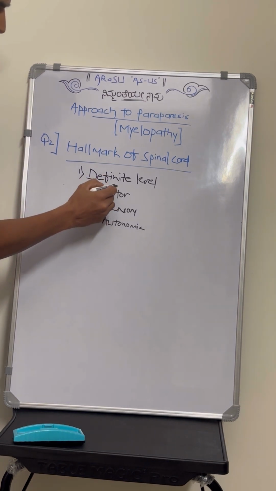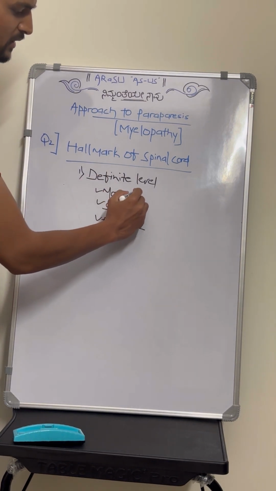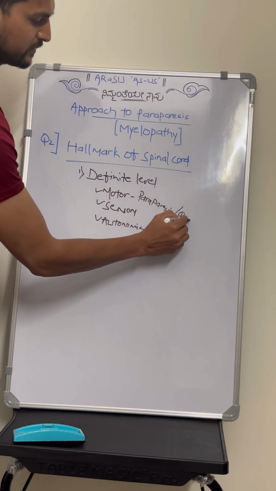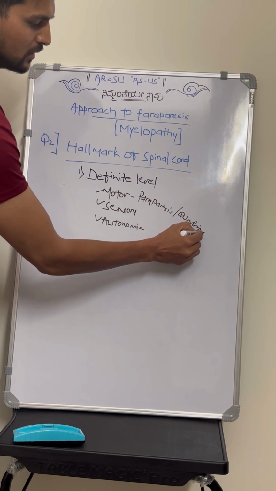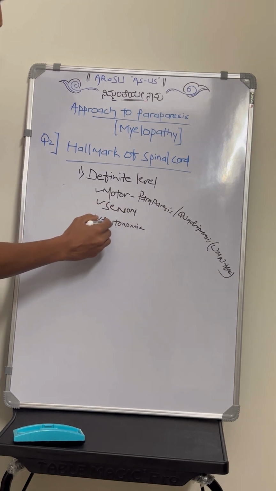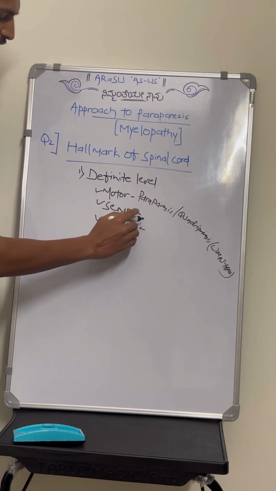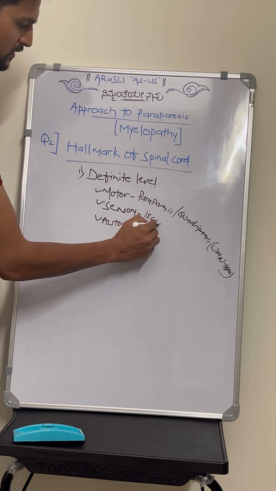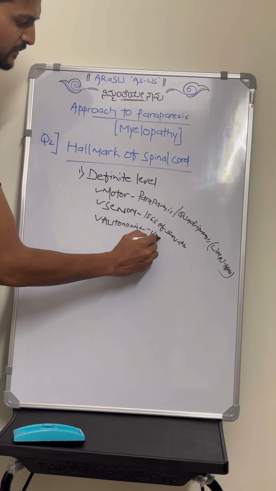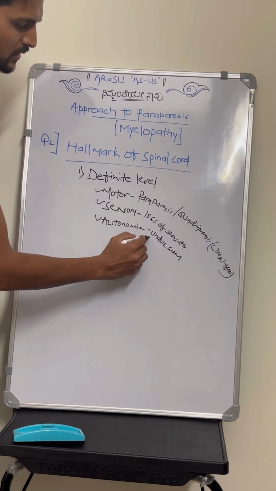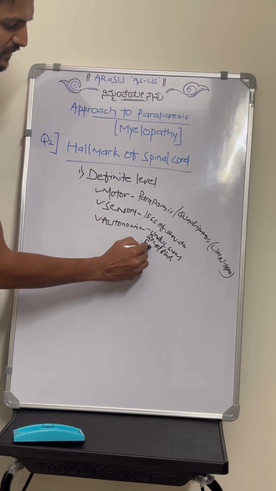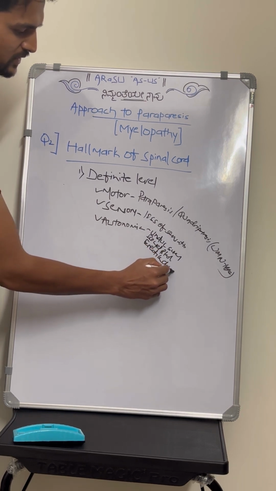Below this level of lesion, in motor there will usually be either paraparesis or quadriparesis or even quadriplegia, but this will be UMN type. In sensory, there will be complete loss of sensation below that level. In autonomic dysfunction, there will be undue sweating, bowel bladder dysfunction, then erectile dysfunction. So these features will be there.